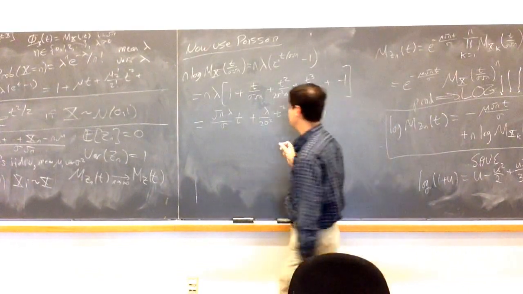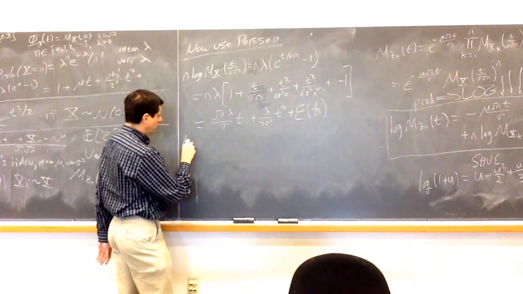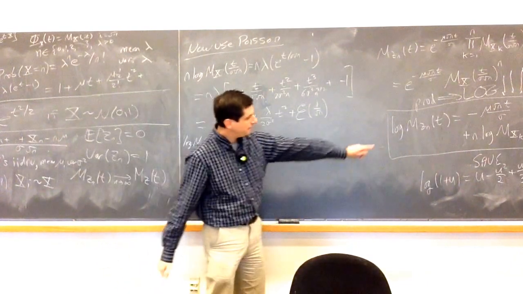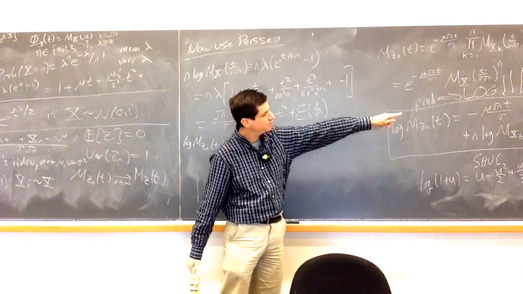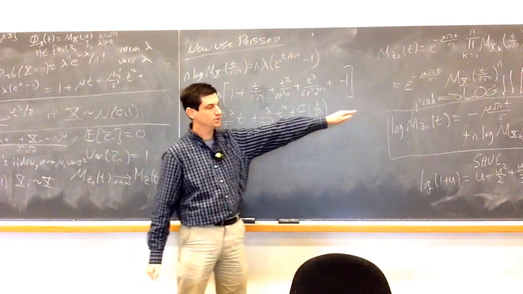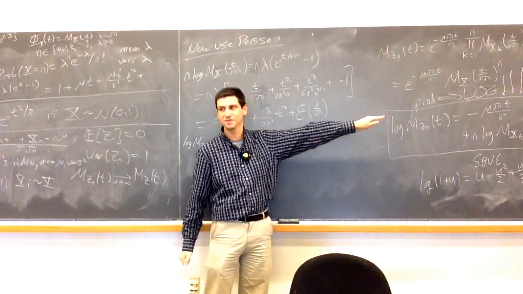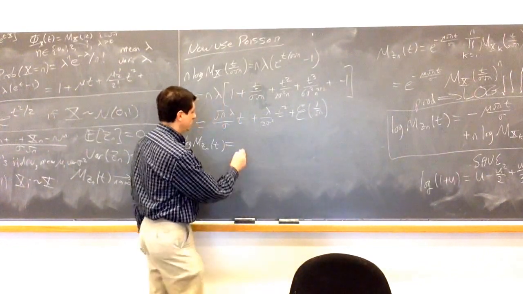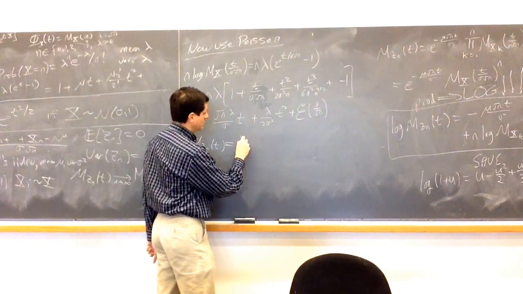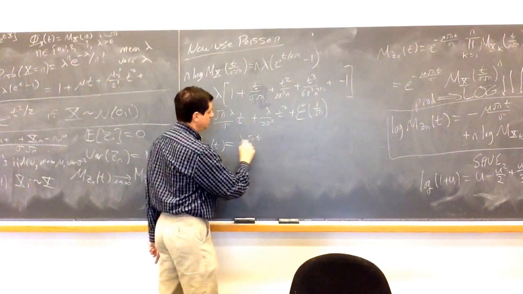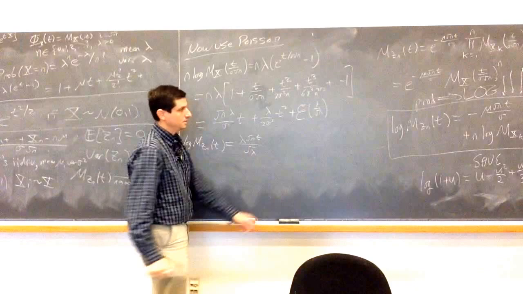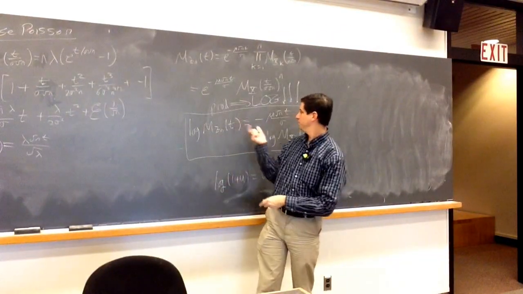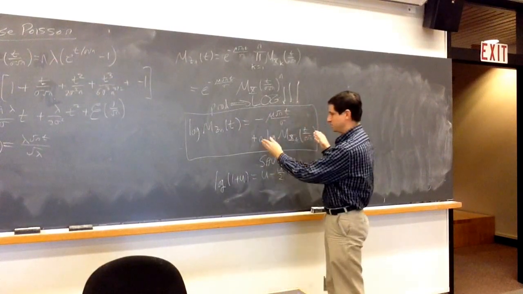No. So now we substitute. And now we get the log of mzn of t. We have the negative mu square root of n t over sigma. What's mu? Lambda. What's sigma? Square root of lambda. So we get lambda square root of n t over square root of lambda from the first piece over here, from this piece over here. And now we substitute in for this part.